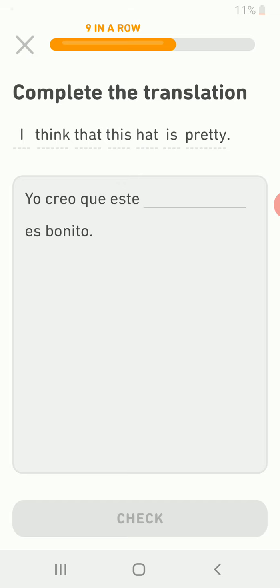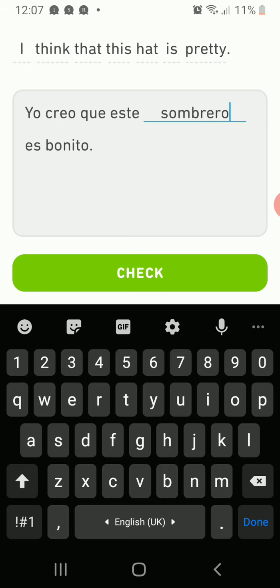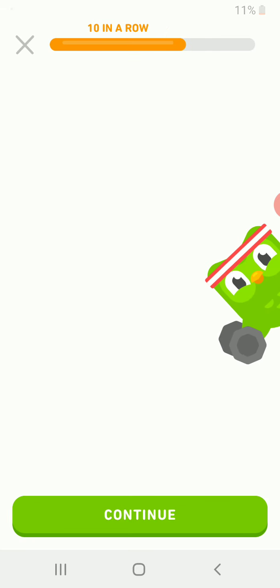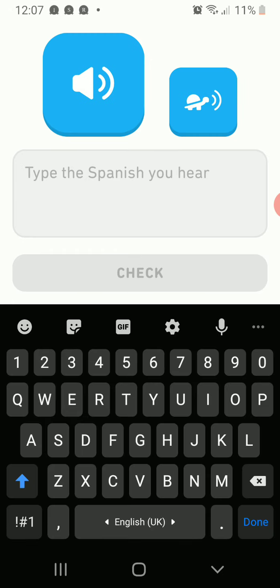Creer is to believe, and it's not to create. Yo creo que este... what? Sombrero is a hat. It's a very big hat usually. Es bonito. And Yo creo que estos libros son muy interesantes.